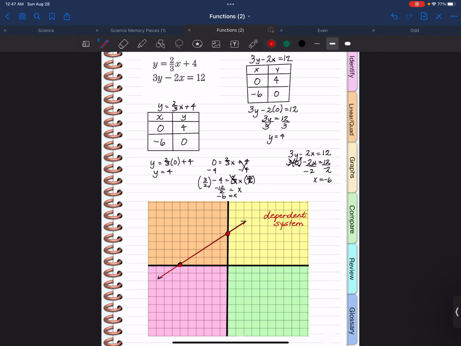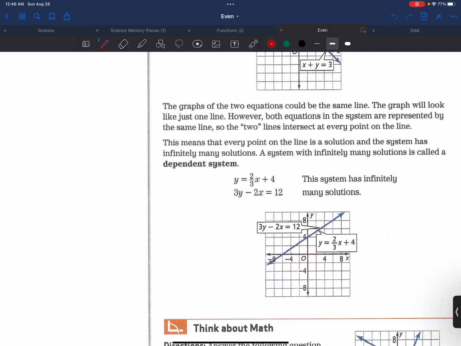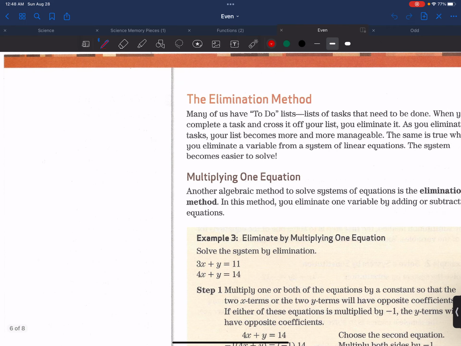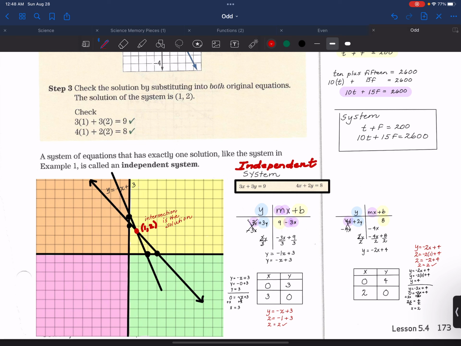So let me just review. This is dependent. This is inconsistent. And then the one I love myself is the independent system, where you have one intersection and therefore one solution. So those are vocabulary terms, but they're still good to know, and it's good practice for graphing.